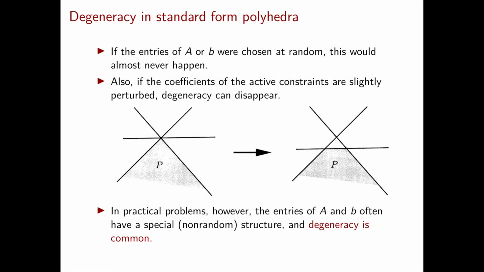So these two observations tell us that maybe degeneracy is not so important because essentially it never happens. However, degeneracy is much more important than what it seems. In fact, in practical problems, the data A and B is definitely not chosen at random, and it always has a very special structure that comes from the real-world problem. And it turns out that this very special structure often leads to degeneracy. So in practice, degeneracy is very common.